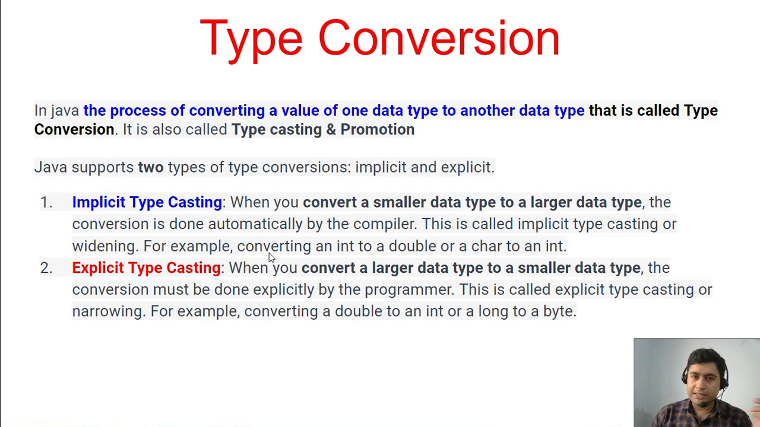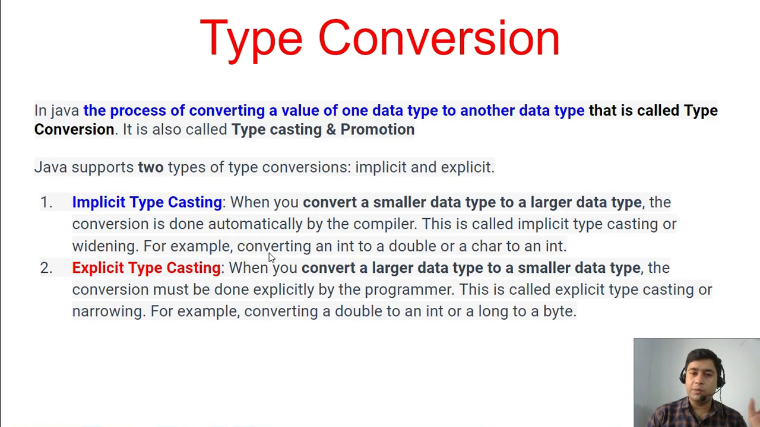So if you see the definition, what is type conversion in Java: the process of converting a value of one data type to another data type. Whenever the interviewer or somebody else asks what is type conversion, what is type casting, what is type promotion, then you have to say only one thing: the process of converting a value of one data type to another data type.